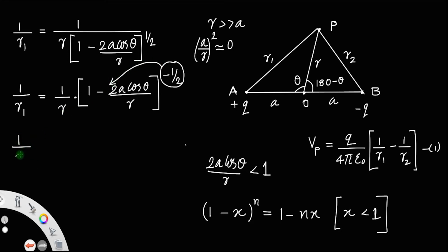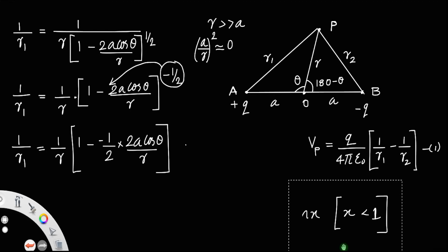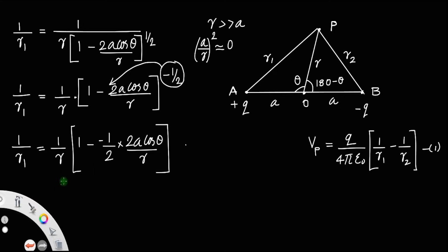So 1 by r1 is equal to 1 by r into 1 minus, here it is minus 1 by 2, into 2a cos theta divided by r. Clear? Let me erase this. That is 1 by r1 is equal to 1 by r into, minus and minus will get cancelled, 1 plus, 2 and 2 you can remove, so 1 plus a cos theta divided by r.